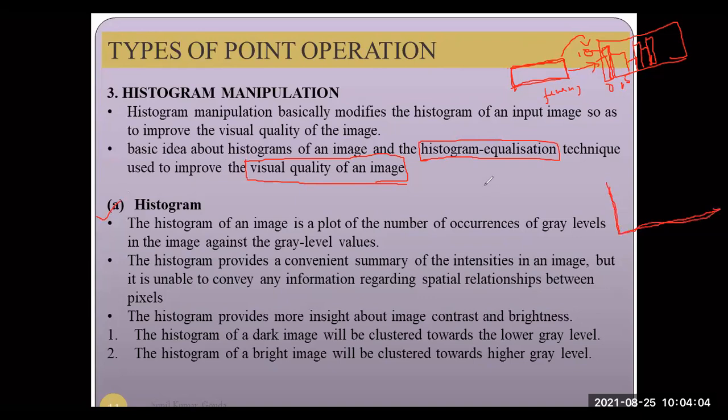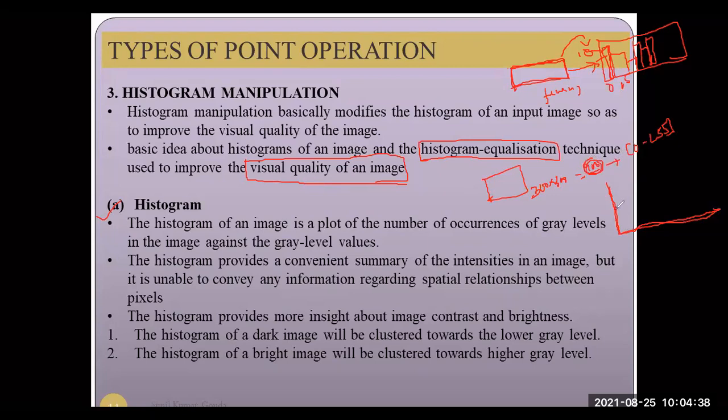Now suppose I'm having an image of 300 cross 300. Now how many pixels are there? The total number of pixels is 900. So what I will do, first of all, I will divide the entire set of pixels into different ranges of gray level. I know that the gray level will be 0 to 255. So I will divide these 900 pixels into different gray level ranges. Then I will start plotting.